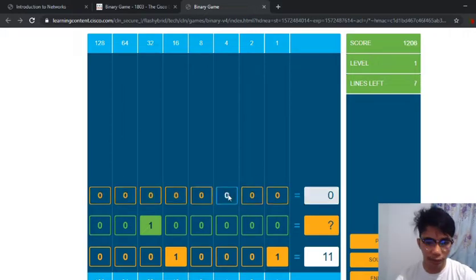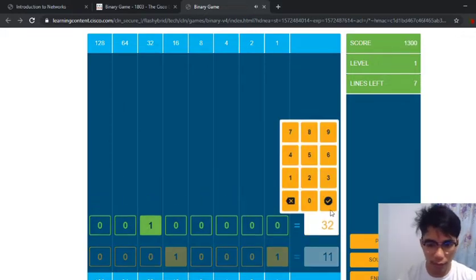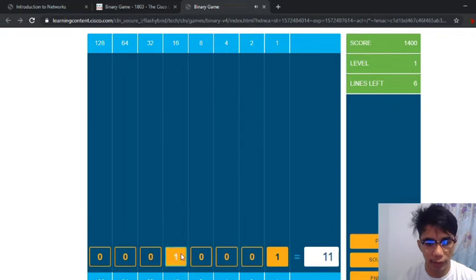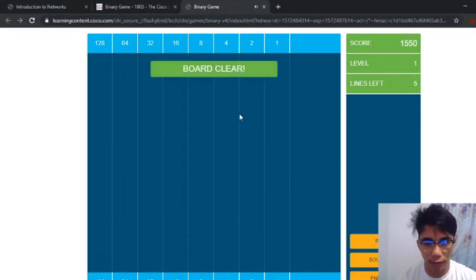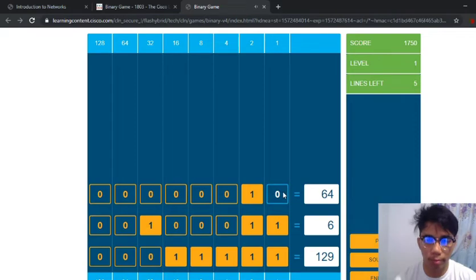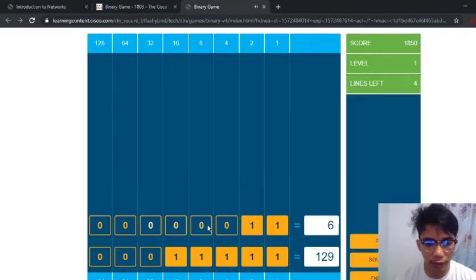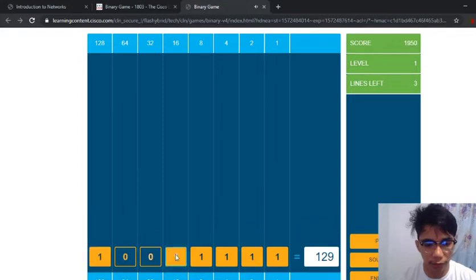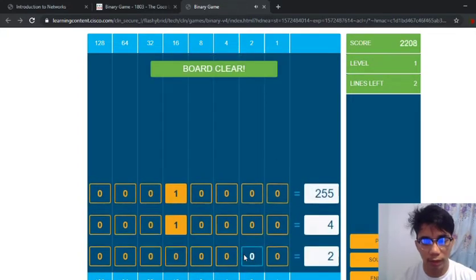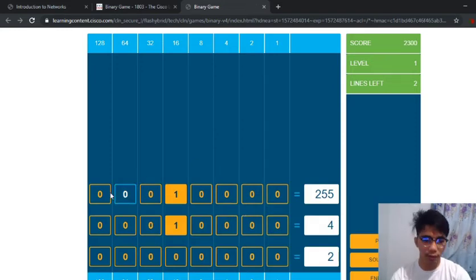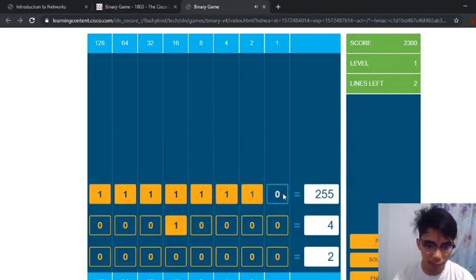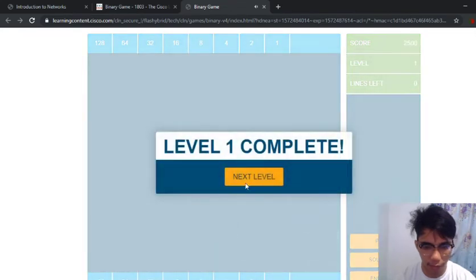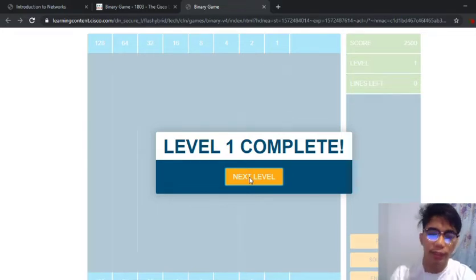This game is pretty simple. As you can see, it's somewhat easy for us because if you just think about it, you could answer it. And as you can see, it is very easy. And that's all. 255 would be like this. Then the 4 is in here. That's all. As you can see, that's a very easy game.